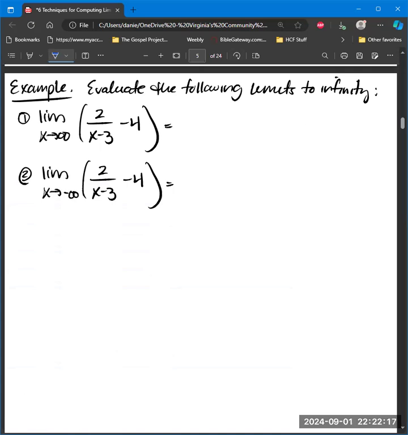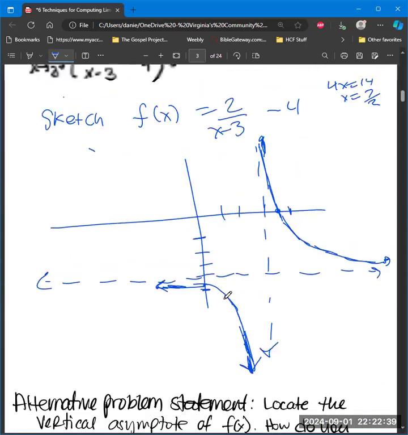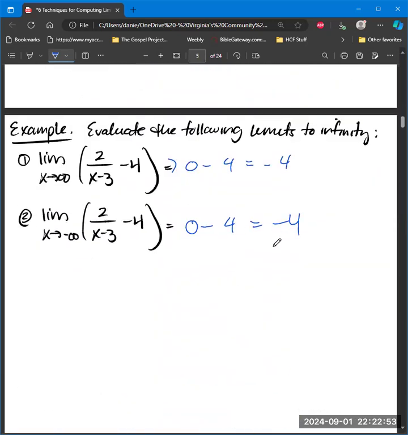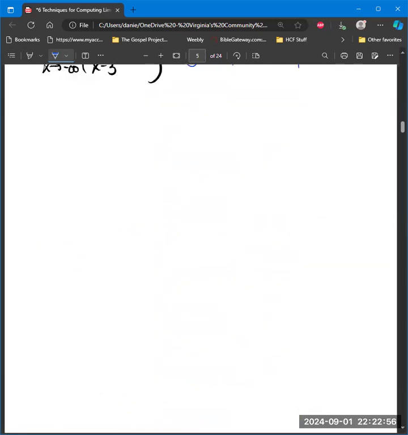So as I divide 2 by a really large number, this is getting close to 0 minus 4, which is -4. As I divide 2 by a really big negative number, I'm getting close to 0 minus 4 as well, which is -4. And so I would look at that graph that I already made up here and show you that there's a horizontal asymptote at y equals -4. I had a vertical asymptote at x equals 3. We've already drawn that out. Don't need to do that again.